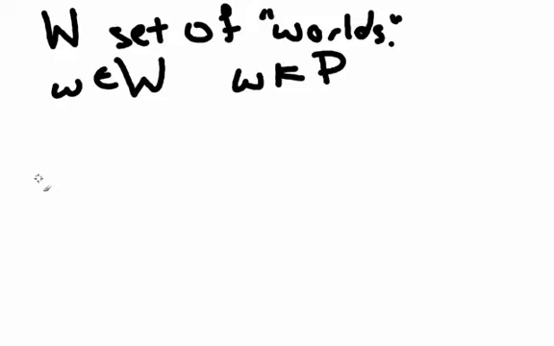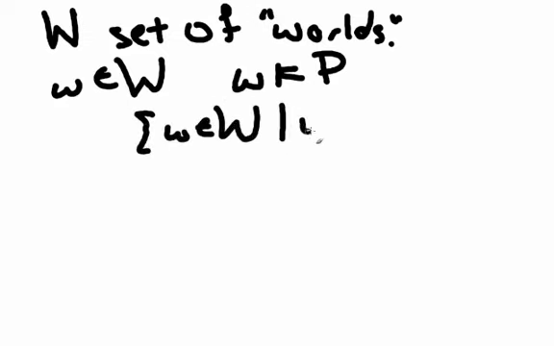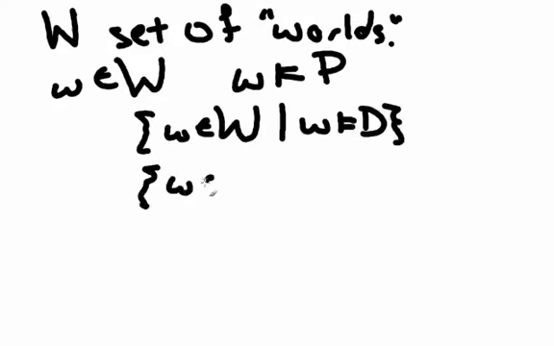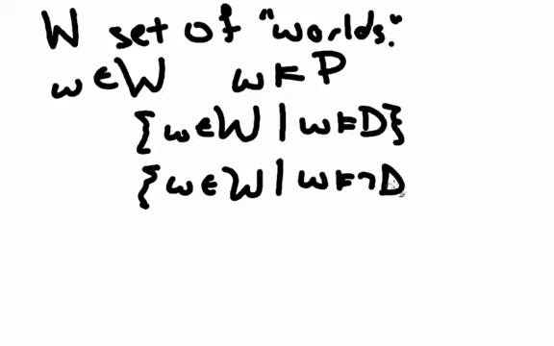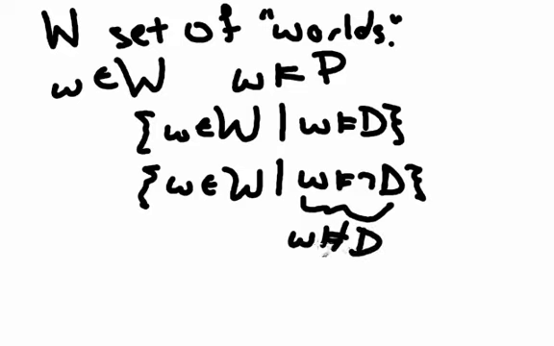So this means there is a set of worlds, W, where D is true, and there's also a set of worlds, W, where not D is true. This is the same as saying D is not true in the world. Let's give these two sets names.